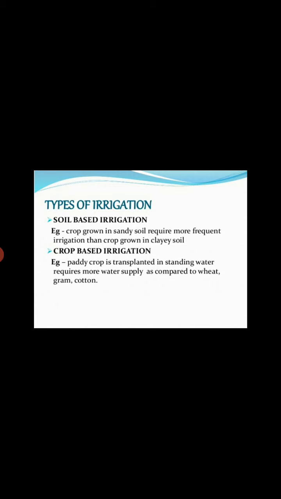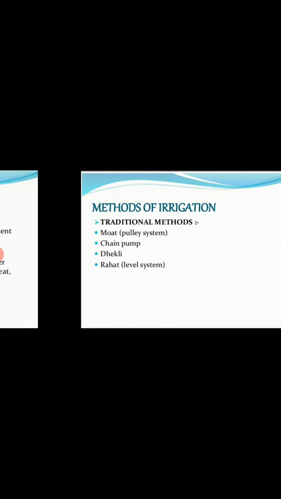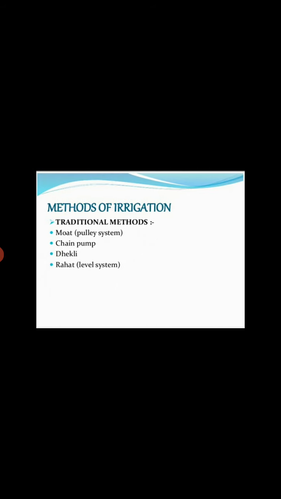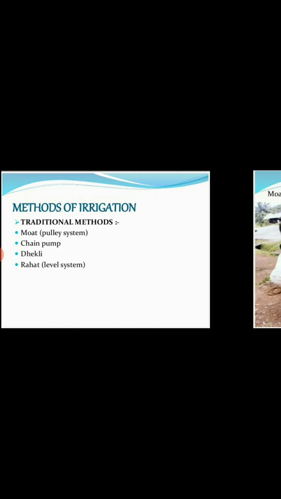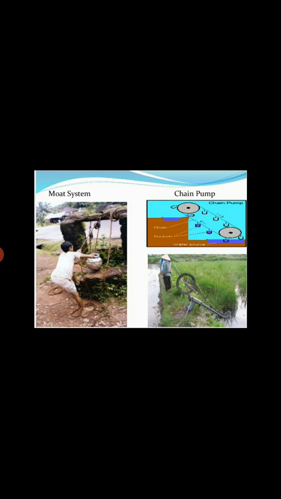Crop-based irrigation: paddy crop is transplanted in standing water and requires more water supply as compared to wheat, gram and cotton. Let's move. Methods of irrigation. Earlier used or traditional methods of irrigation were moat, pulley system, chain pump, Dhekli, Rahat, lever system. You can see in the pic also the moat.